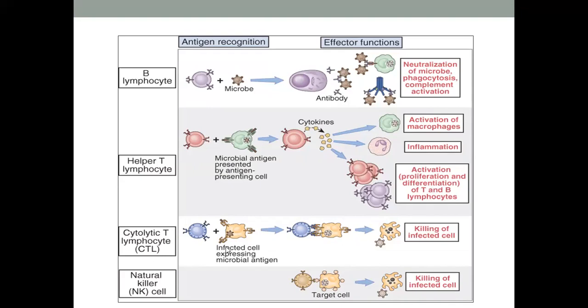Then cytolytic T lymphocytes, they act on infected cells expressing microbial antigens, causing killing of the infected cells. Natural killer cells cause the killing of the infected cells. So this is the overall picture of how these different B lymphocytes and T lymphocytes work against the pathogen, causing inflammation and activation of other immune cells. Thank you.